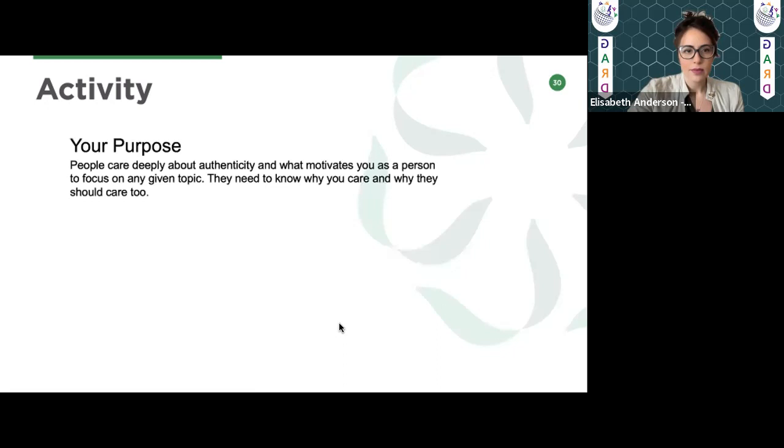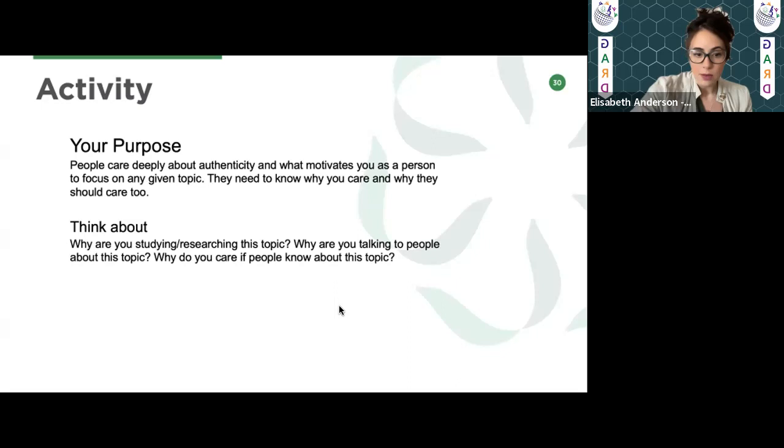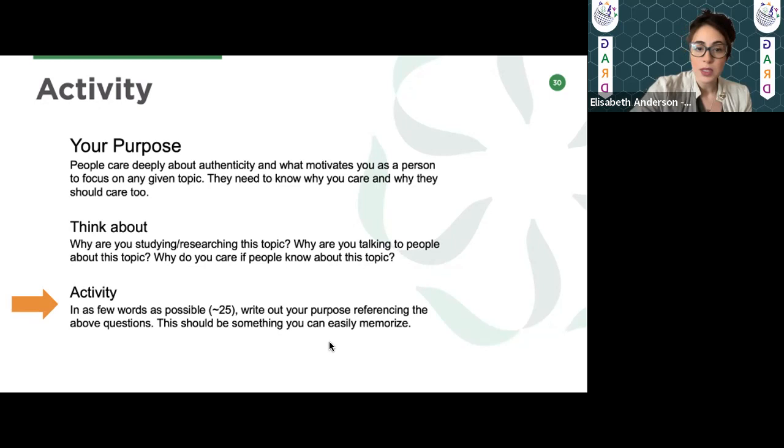So your purpose. People care deeply about authenticity and what motivates you as a person to focus on any given topic. They need to know why you care and why they should care too. So why are you studying or researching this topic? Why are you talking to people about this topic? And why do you care if people know about this topic? For this activity, in as few words as possible, write out your purpose, referencing the above questions. This should be something that you can easily memorize so that it can eventually become an elevator pitch for you.